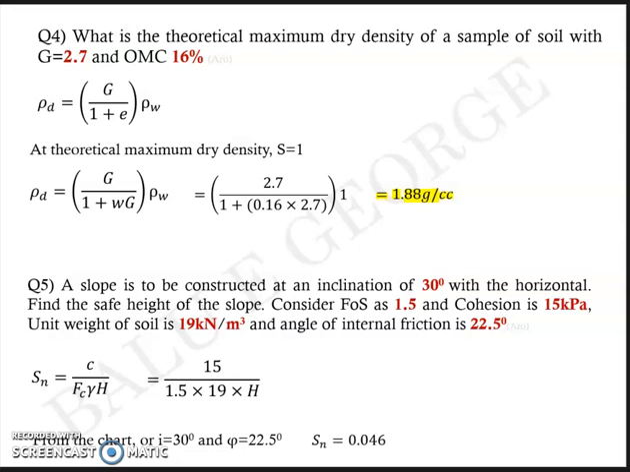you can get the value of stability number as 0.046. You can refer back to the stability charts or the table given in any of the standard textbooks. So once you know Sn and once you know this equation, the only unknown turns out to be height H, which when solved gives a value of 11.5 meters.